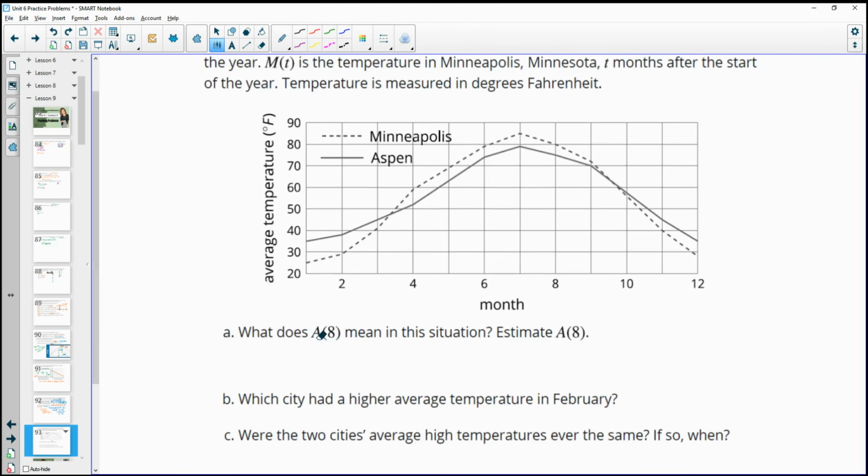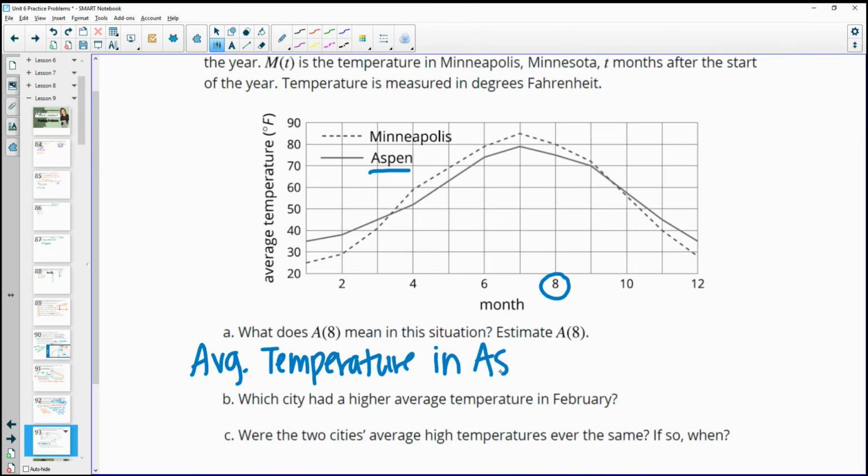So A means that we're in Aspen, right? So the A is Aspen, and then 8 is the month. So this is the temperature, or the average temperature, right? So this is average temperature in Aspen in August, which if we look at this graph is about 75 degrees.